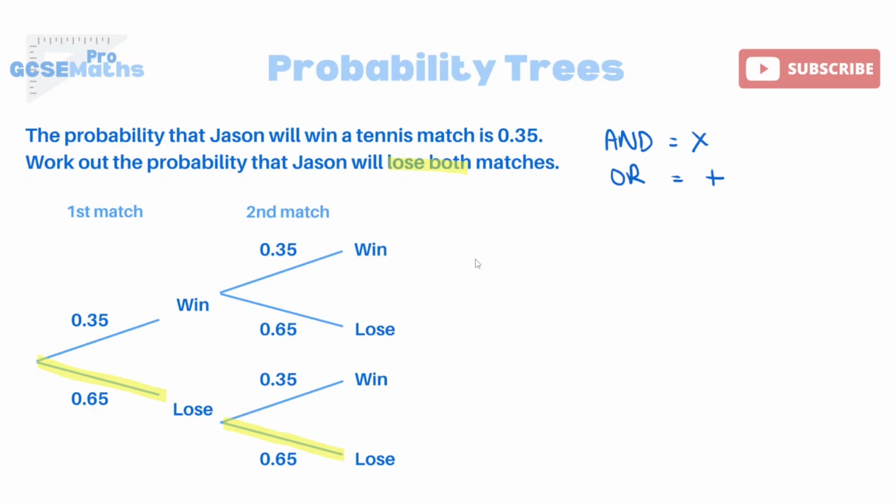"Both" is the same thing as saying "and," isn't it? Lose and lose. That's basically what we're saying. It's not lose one or lose the other, is it? He has to lose both, which means "and."